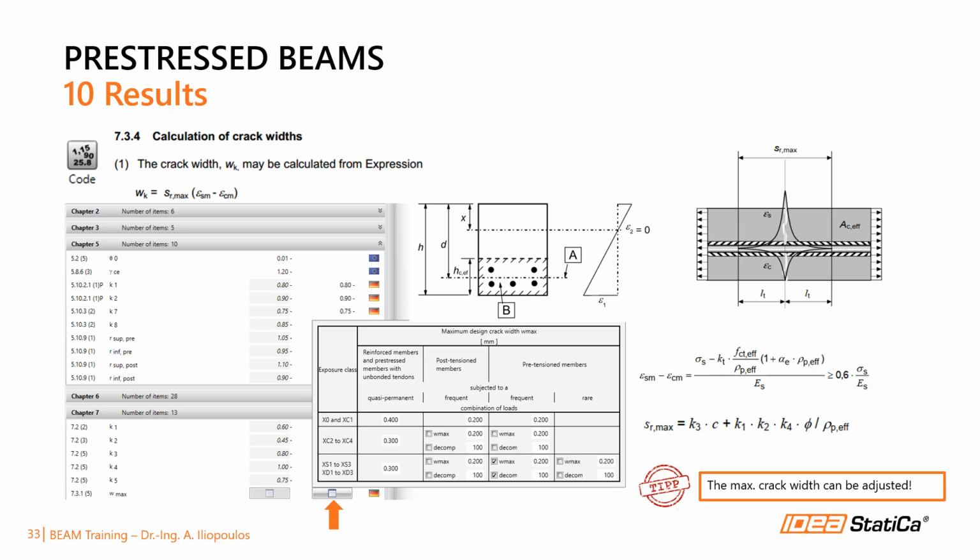A frequently asked question is whether the maximum crack width can be changed. Some colleagues may prefer values of 0.15 or 0.10 in some projects. And yes, this can be done. To adjust this, we can click on Code, then navigate to WMax in Chapter 7 and see the table with the crack width according to Eurocode 2. Here we have the option to enter our own value.